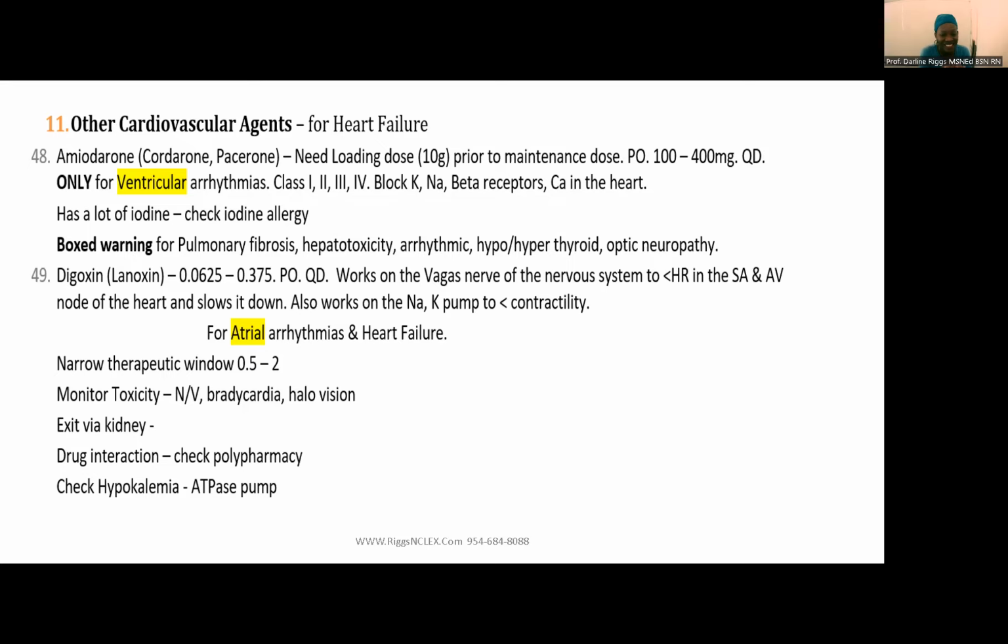Box warnings: pulmonary fibrosis, hepatotoxicity, arrhythmias. Not the drug.